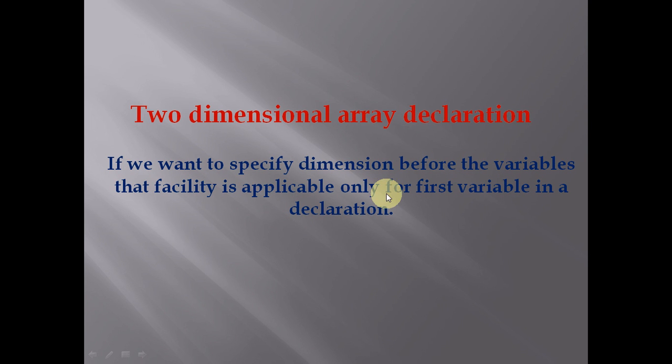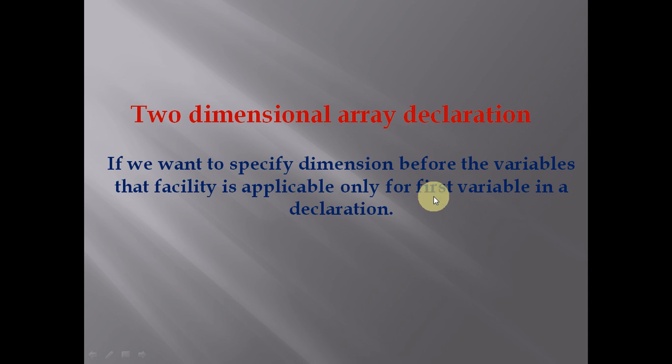Again, moving on to the next point, if we want to specify dimensions before the variables, dimension means the size, right? So if we want to specify the size before the variables, x1, x2, x3 are the variables, that facility is applicable only for the first variable. So say I have int x, y, z, it means x, y, z are of type int. Similarly, int array and then x, y, z means I have arrays of type x, y and z, right?